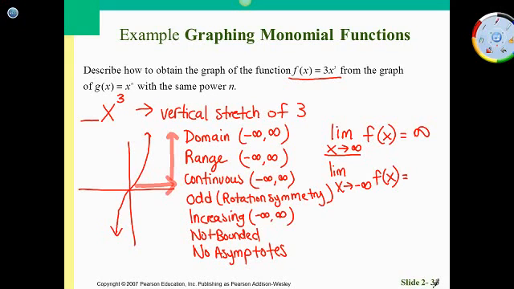What do you think x goes to negative infinity means? Tell me directions, guys. What do you think x goes to negative infinity means? What direction? To the left, okay. As I'm going to the left, what's the graph doing? Going down. What do you think we call that? Negative infinity.